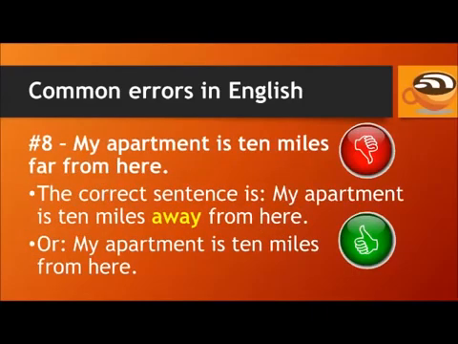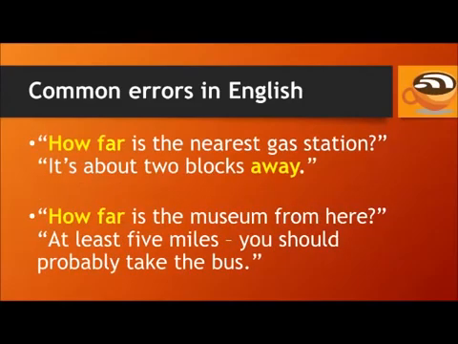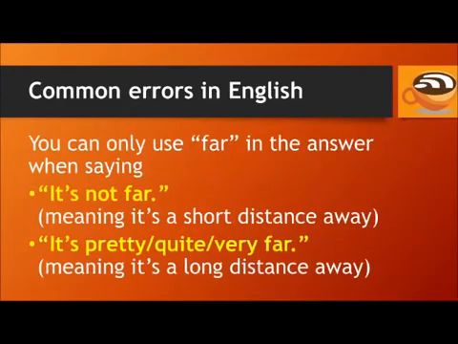Number 8. My apartment is 10 miles far from here. The correct sentence is, my apartment is 10 miles away from here. You can also say, my apartment is 10 miles from here, without using away. It's confusing because the question asks how far, but we don't use far in the answer. For example, how far is the nearest gas station? It's about 2 blocks away. How far is the museum from here? At least 5 miles. You should probably take the bus. You can only use far in the answer when you are not giving a specific distance. You're just giving a general answer.